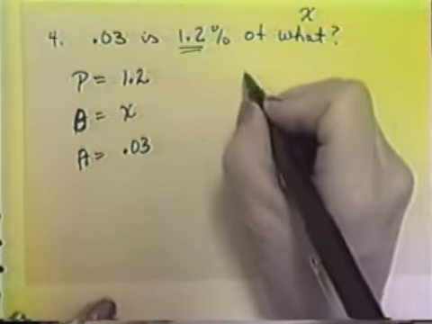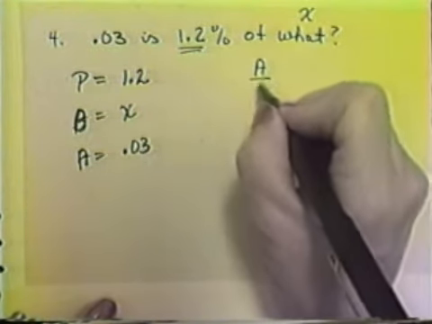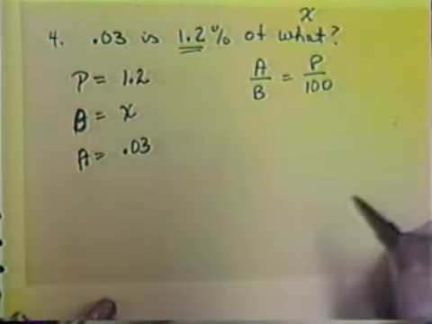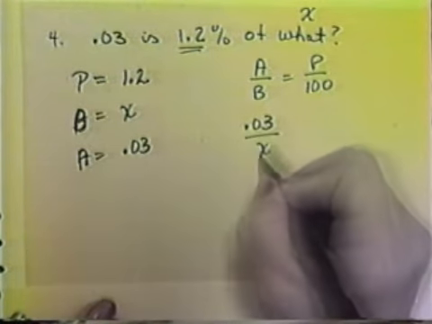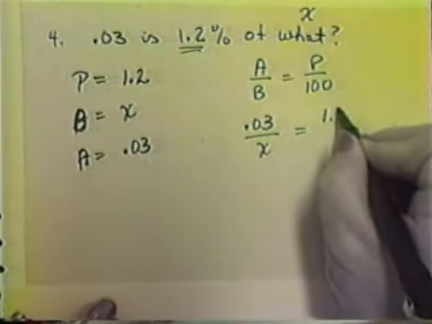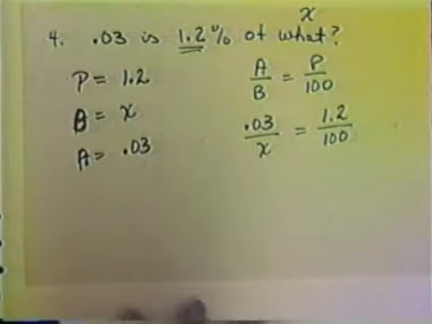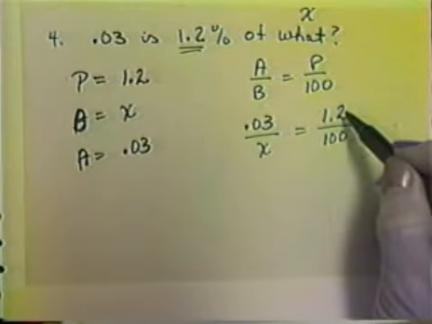So our formula, again, our percent proportion, is amount over base is equal to the percent over 100. So we get 0.03 over x is equal to the percent 1.2 over 100. Remember, the 100 always goes down here. Now, solve this proportion. Remember, we solve it by cross multiplying.